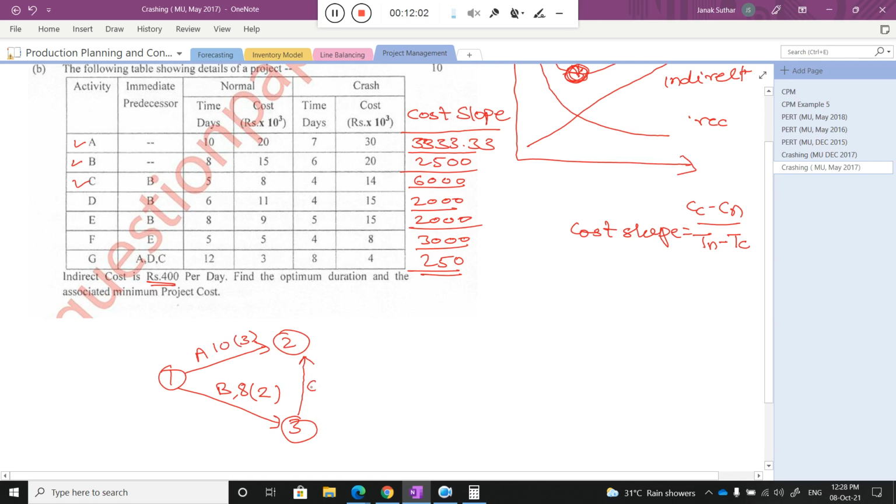Okay, so here I just put C, and for C, what is the time duration, class?